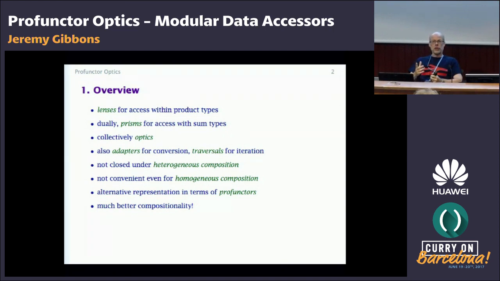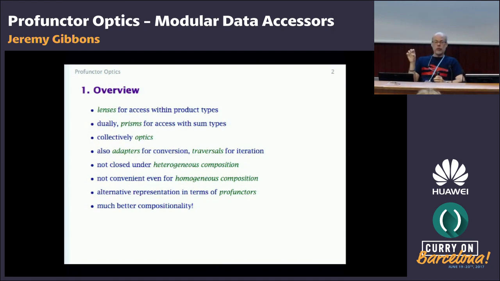A second problem is, suppose you wanted to put together a lens with another lens. So you've got access within the left-hand component of the pair, and maybe that is itself a pair, and you want to get at the left-hand component of that. So it's the left component of the left component of a nested pair. That is a lens, and you can make it out of putting together two lenses, but it's a bit clumsy to do so. You have to take the lens apart into its getter and setter functions. So they do compose homogeneously, but only in a clunky way.